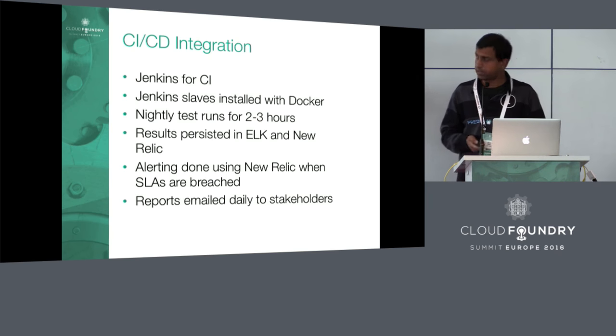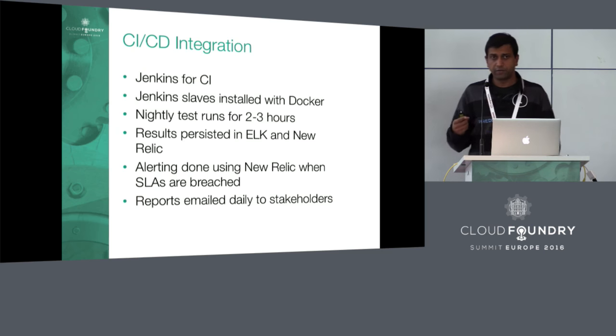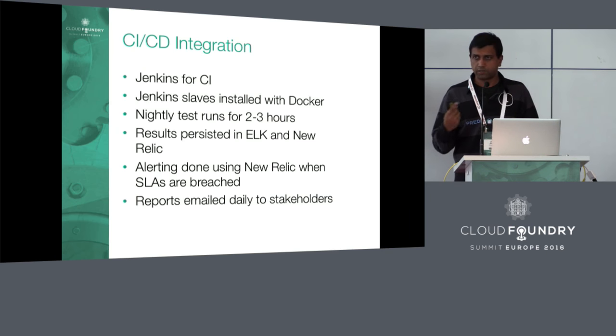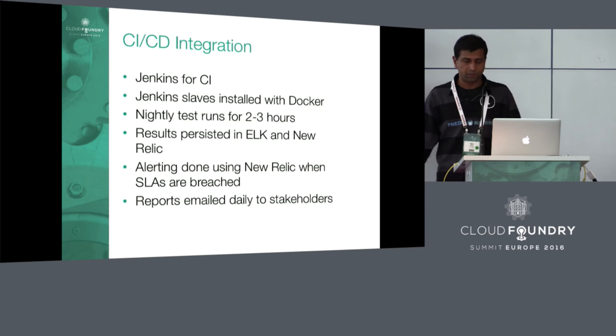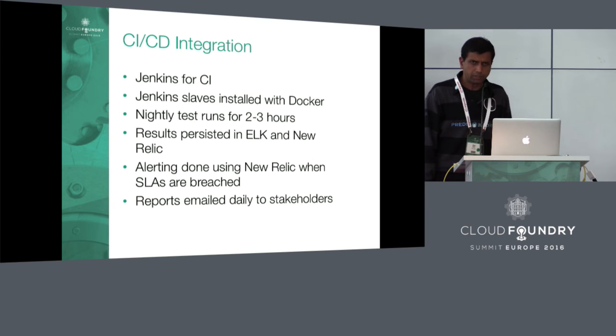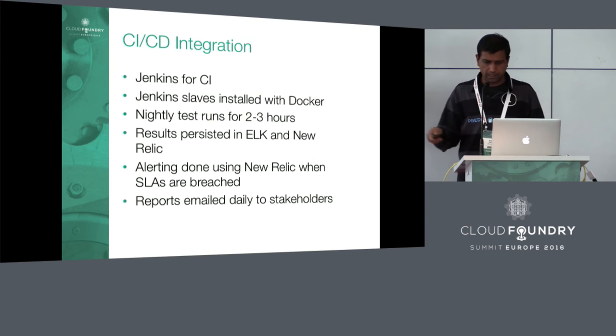And what we also do is the reports are emailed on a daily basis or even weekly basis to all the stakeholders. That way we make sure that everybody is aware of what the performance test runs are, what the results are, and if there is any regression in performance on a day-to-day basis. We don't have it from build to build because we don't run it for every build, but at least on a day-to-day basis the developers are aware of it. So that's how we have it built as part of our Jenkins continuous integration.